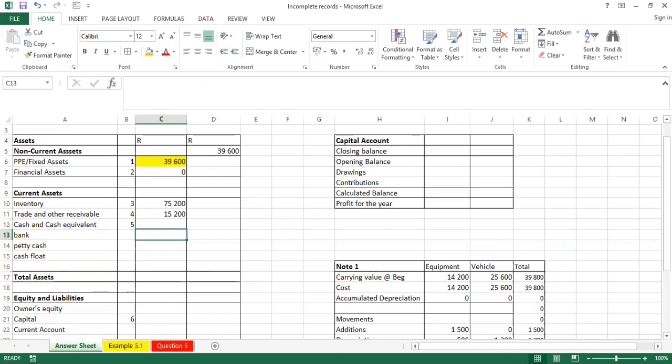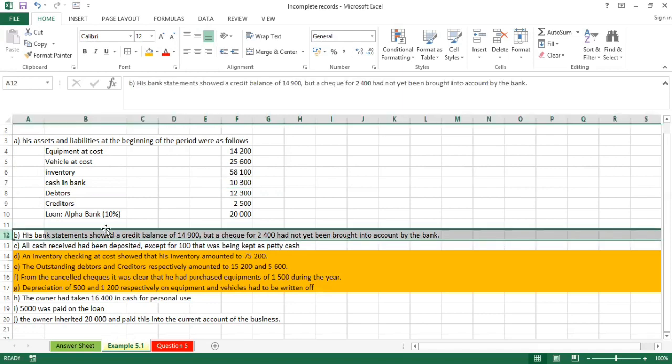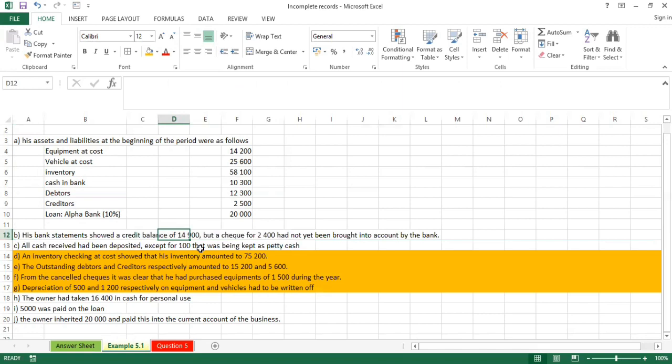Okay, so we're going to check everything concerning our cash and cash equivalent in the information we are given. We already have, under letter A, the assets and liabilities at the beginning, where we have cash in bank of 10,300. And then also B, they're telling us that the bank statement showed a credit balance. So we all know that a credit balance is a positive amount.